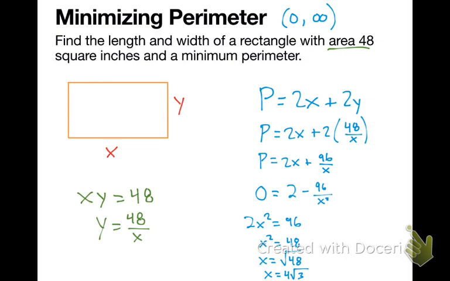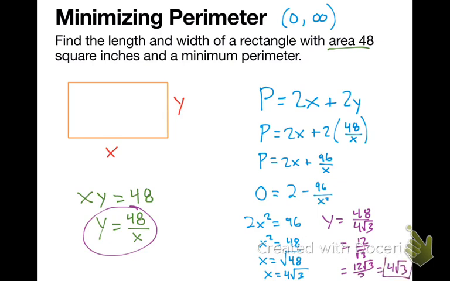Once we know that x is equal to 4 square roots of 3, maybe I sub that in here to solve for y. So in purple now, y equals 48 divided by 4 square roots of 3. Well, that's going to be 12 over square root of 3. Rationalizing that gives 12 square root 3 over 3, which ends up being the exact same number as our x value. We get a square here. x and y are the same dimension to minimize this perimeter.